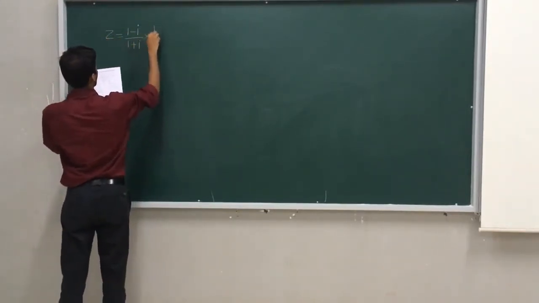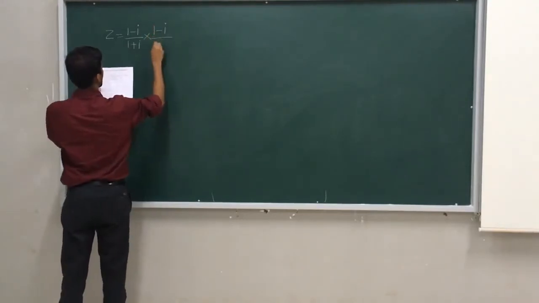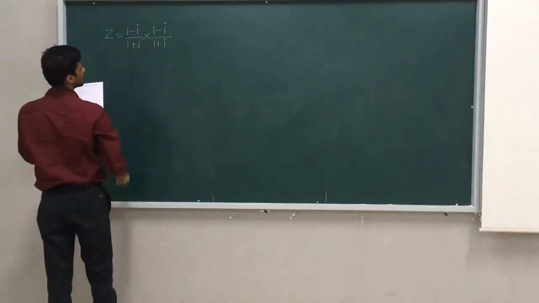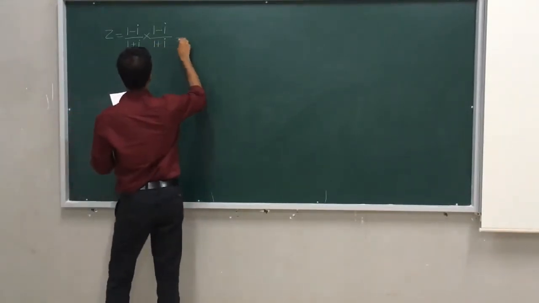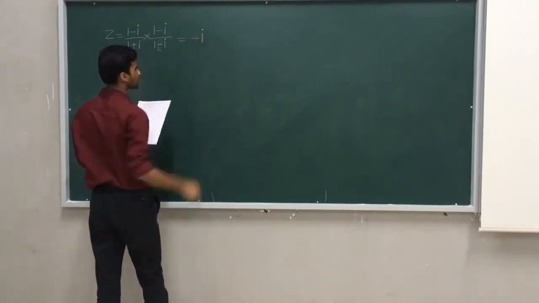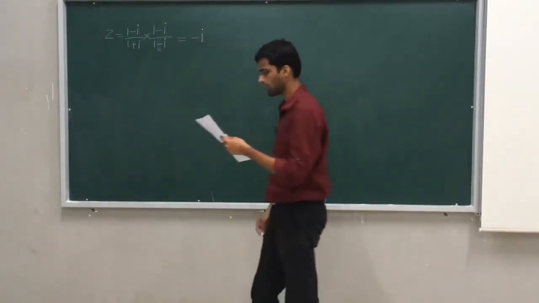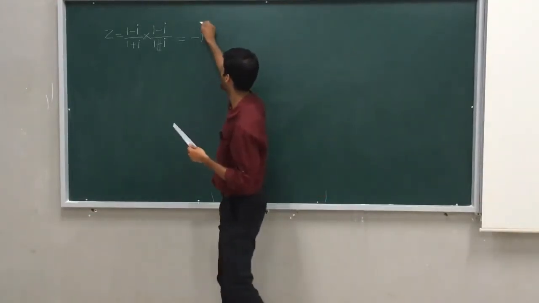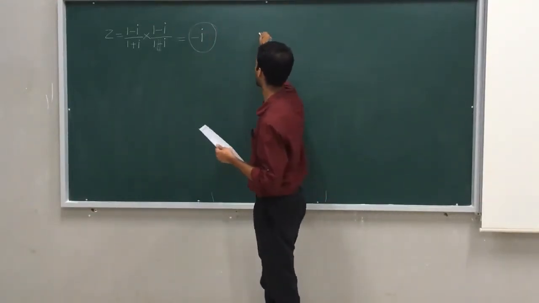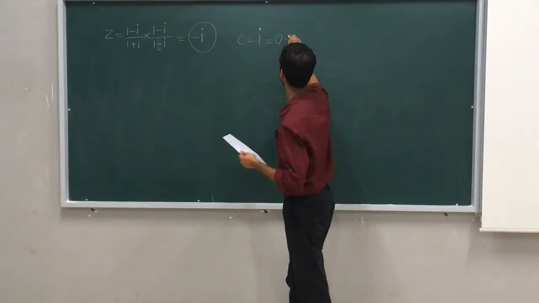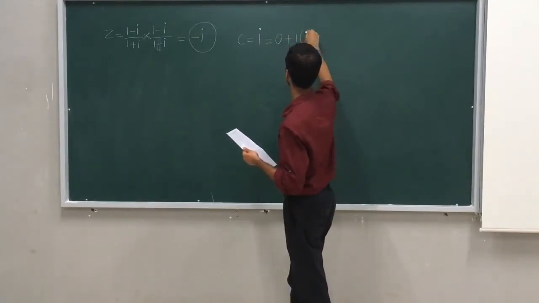It is not in standard form. Just now we solved this question, so its answer is minus i, right? So we want the argument of the complex conjugate of this. What is the conjugate of this? Yes, the conjugate of this is i, which can be written as 0 plus 1 into i.